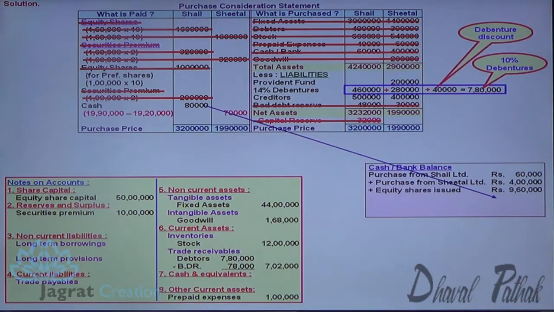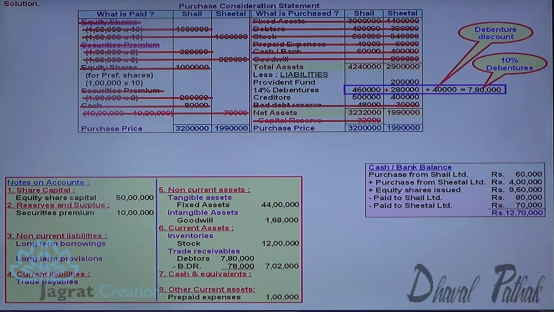Now this is the cash paid that will be deducted from the cash balance, and by deducting 70,000, I will find out the ultimate cash balance with the new company, 12,70,000. That will go in cash and cash equivalents. This is an important working note that has been prepared.